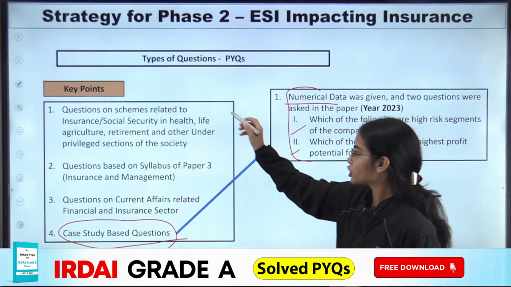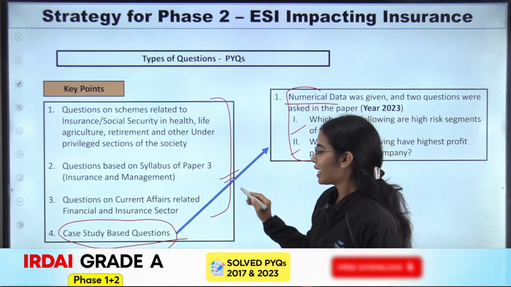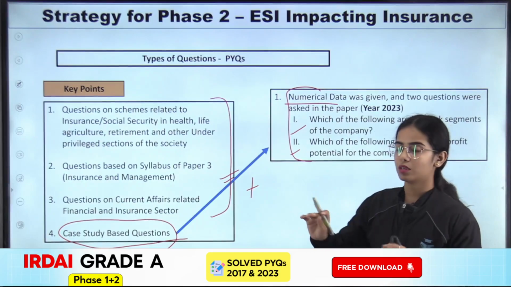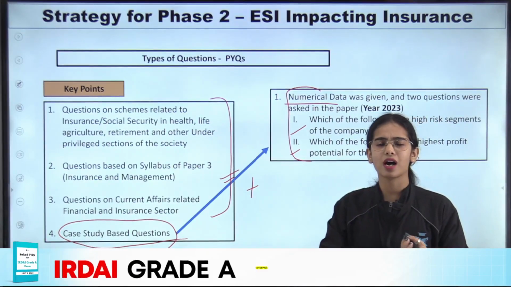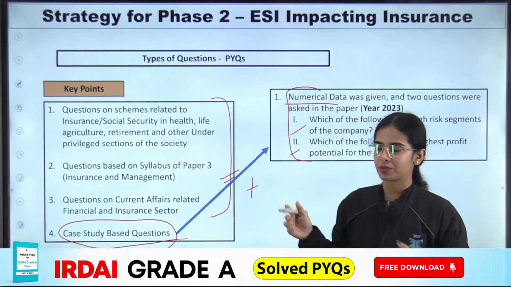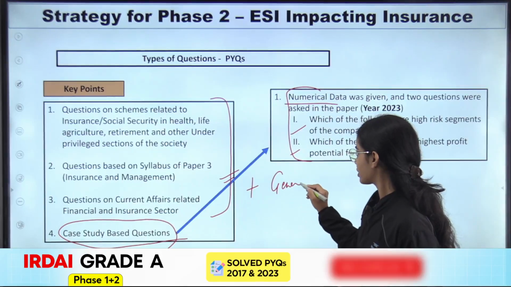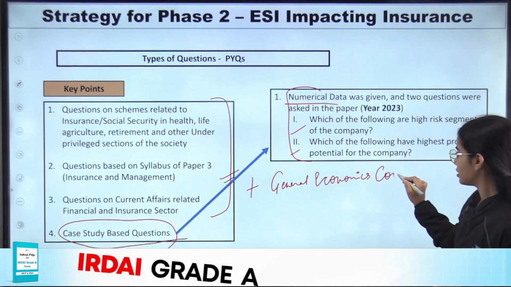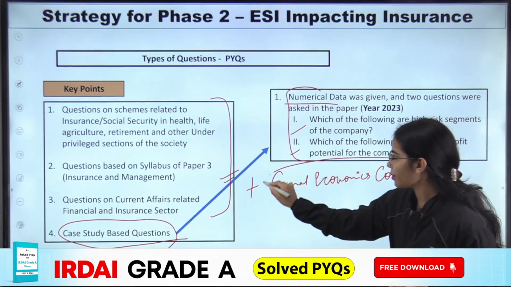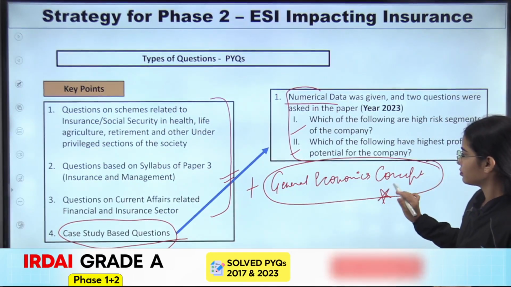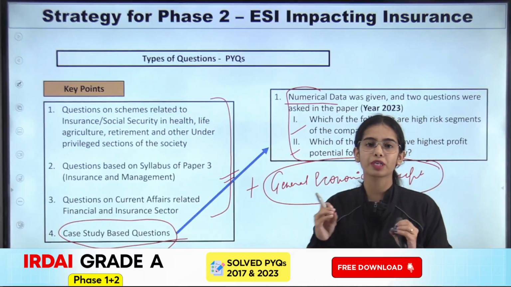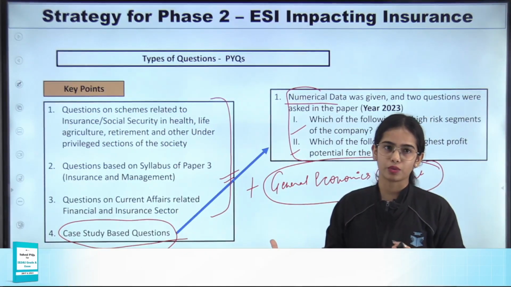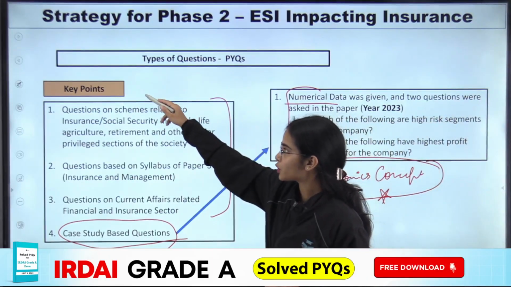So these are some additional areas that you have to focus on, as well as some additional concepts. General, very basic economics concepts can be asked also. But usually the schemes you have to focus on.